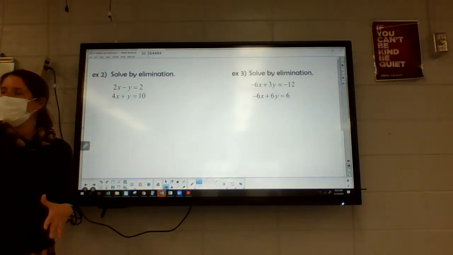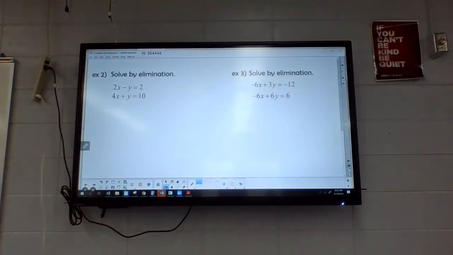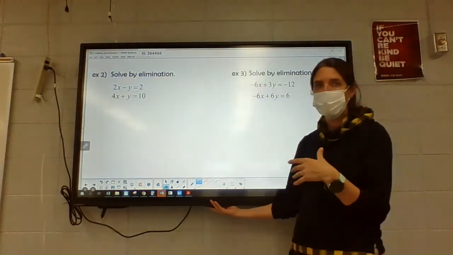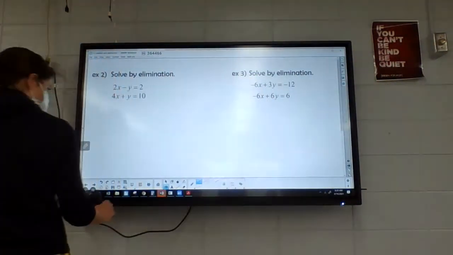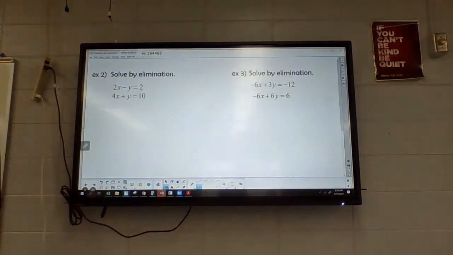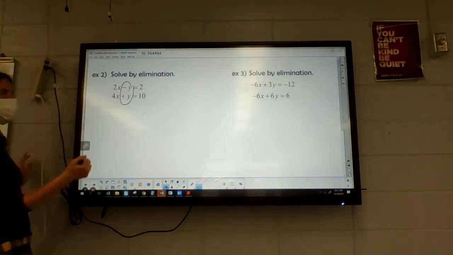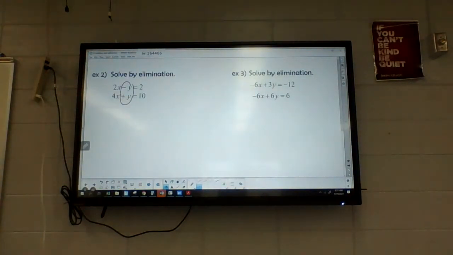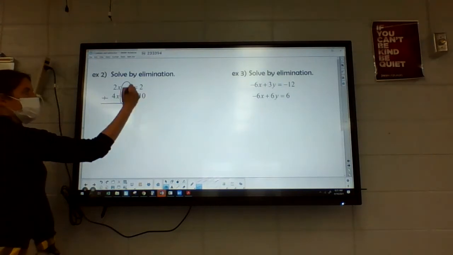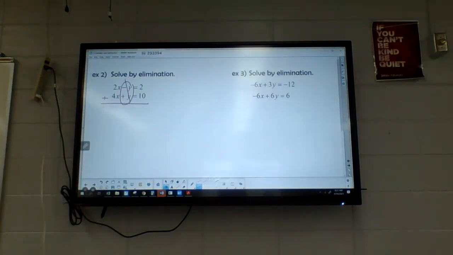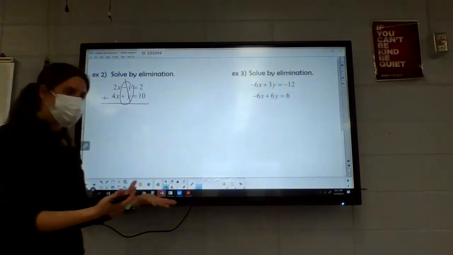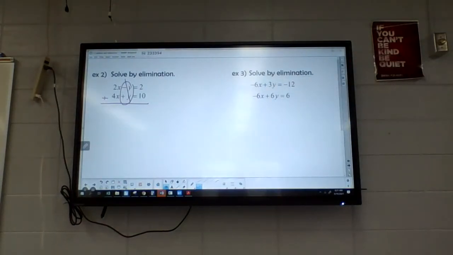Does anything cancel the way it is? Are there opposites? We have opposites for a variable. Which variables are opposites? The negative y and positive y, like a -1y and positive 1y. Those are opposites of each other, so these would cancel if I added them. A positive 1 and negative 1 would cancel. So the y's go away in this case. And that's okay. Don't think the x's always have to go away. Those are the opposites we're looking for.